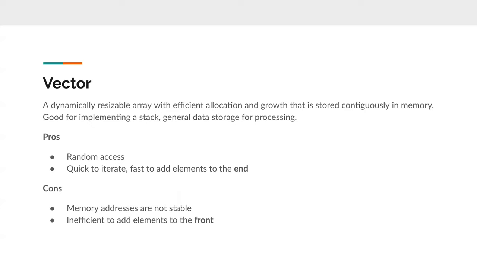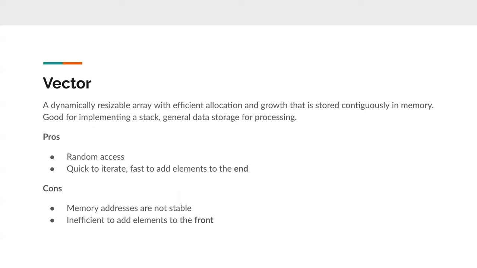And since the data is stored contiguously in memory, that means each value is right after the other in memory. The vector is quick to iterate. So when you loop through all of the elements in a vector, it's very fast because all the elements are right next to each other. And it's also very fast to add elements to the end of the vector.